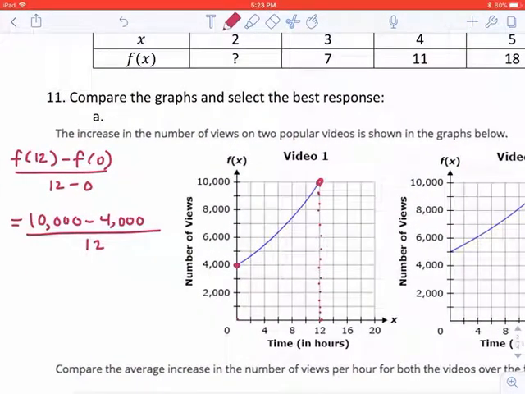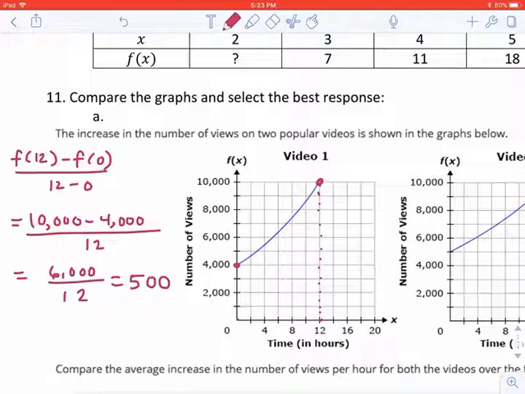So 10,000 minus 4,000 will be 6,000. Divided by 12. Let's figure this out. 6,000 divided by 12 equals 500. All right, so what this tells us, this average rate of change in the first 12 hours, the average rate of change for video 1 was 500.